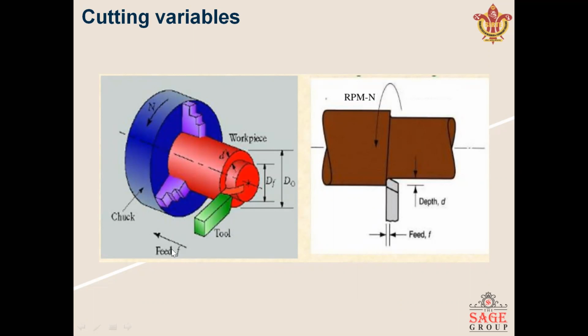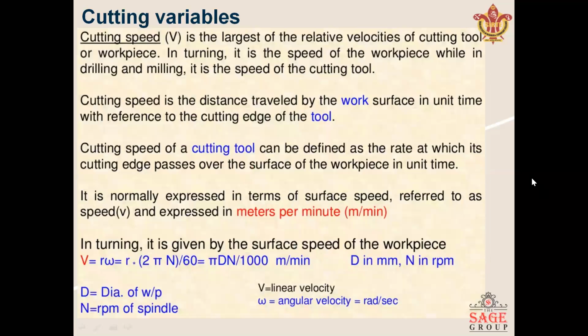So this is the direction of the feed, and this is the chuck. On the chuck there is a rotation. So in the schematic diagram, you can say this is the 3D diagram, and in the schematic diagram, you can see all the things separately. This is the depth of the cut, DO minus DF is the depth of cut, and we are giving the feed to the tool. So these are the cutting variables.